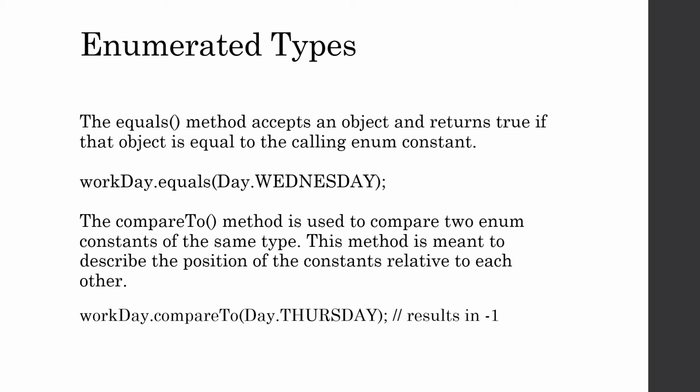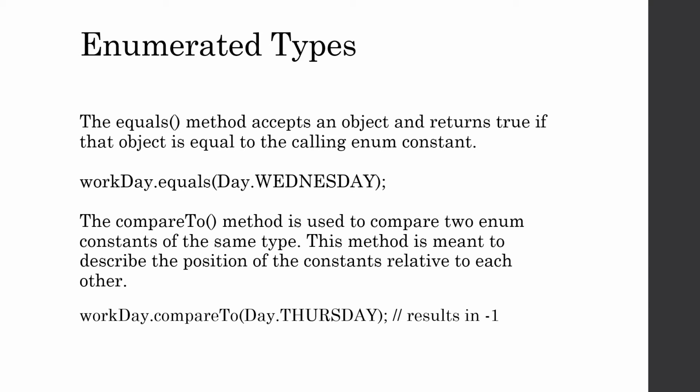Essentially what that means is that we're going to provide it with two things. We've got the calling enum constant, in this case workday, and then we've got the other object that we're going to pass into the equals method. In this case, that's going to be Day.WEDNESDAY. And then we're just going to check to see if those two things are equivalent to each other.